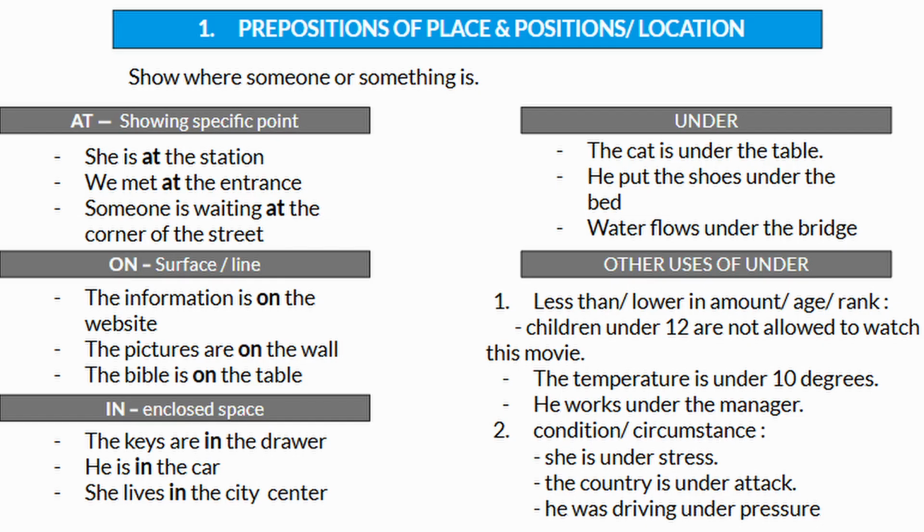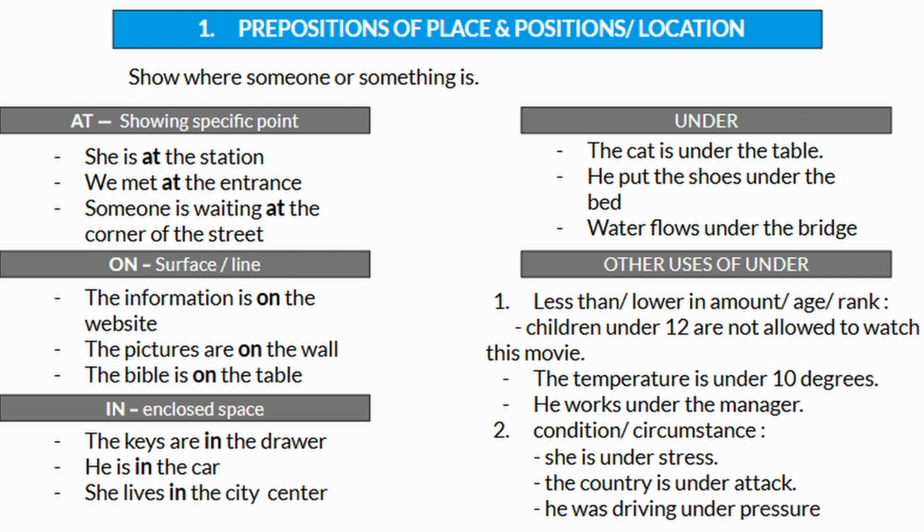You can't say the Bible is at the table. No, because remember, at shows a specific point, while on shows something which is touching the surface. So we say the Bible is on the table. The radio is on the table. They are touching each other. The Bible is touching the table.